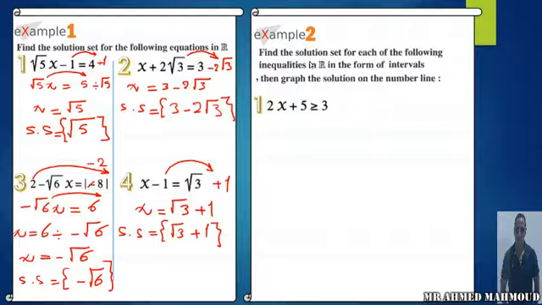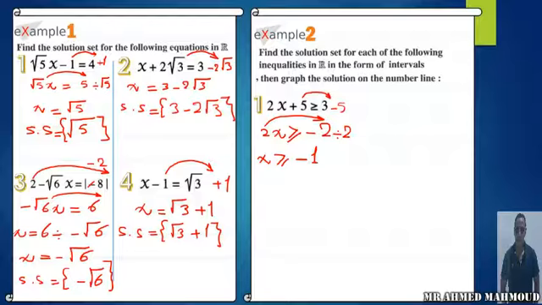The next one, in this example, find the solution set for each of the following inequalities in R in the form of intervals, then graph the solution set on the number line. Okay, first we have here 2x plus 5 greater than or equal to 3. Now I'm going to send plus 5 to the other side as minus 5. Then it will be 2x greater than or equal to 3 minus 5, which is negative 2. Now I'm going to send 2 to the other side as divided by 2. Then x will be greater than or equal to negative 1.